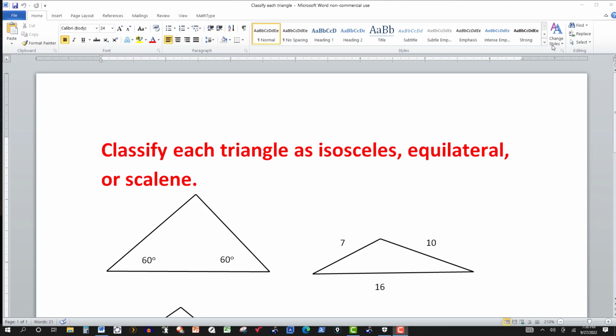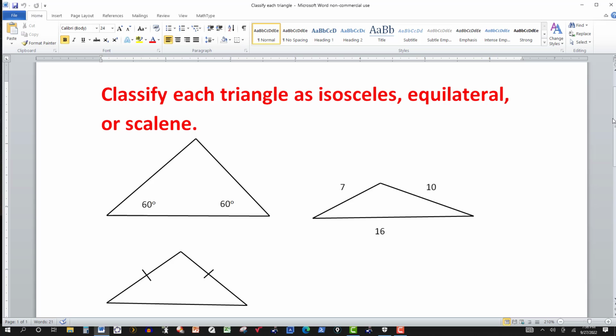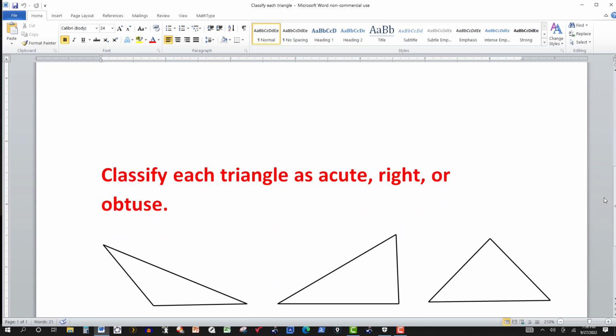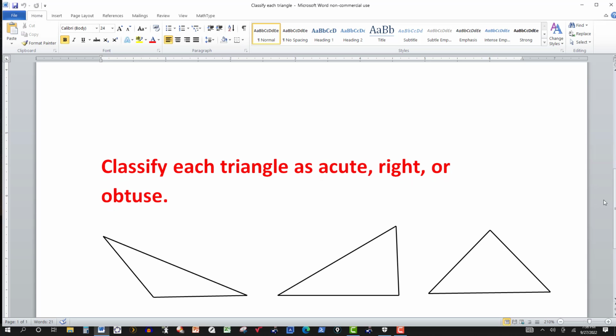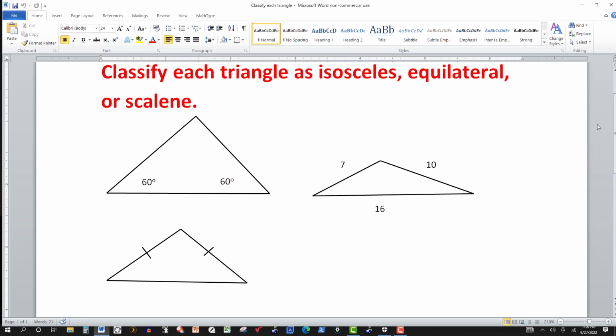Triangles can be classified or categorized based on their side lengths or the size of their angles. So in this first section here, we want to classify each triangle as isosceles, equilateral, or scalene. You can look at these here, pause the video, and try these. The second section, we want to classify each triangle as acute, right, or obtuse. Let's go back to the first one then.